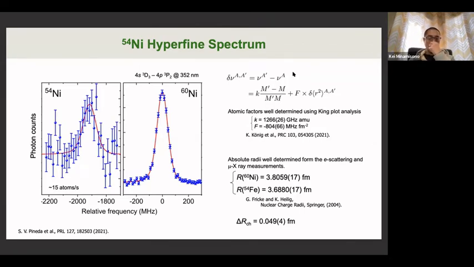Okay. So from the isotope shift, we can determine the differential mean square charge radii, and the required atomic factors, K and F, are evaluated using the King plot analysis. And we also need the absolute charge radius for nickel 60, that's the reference isotope, and the mirror nucleus, iron 54. Both were evaluated using the combined analysis of the muonic X-ray and the electron scattering data. And we determine our result like this.